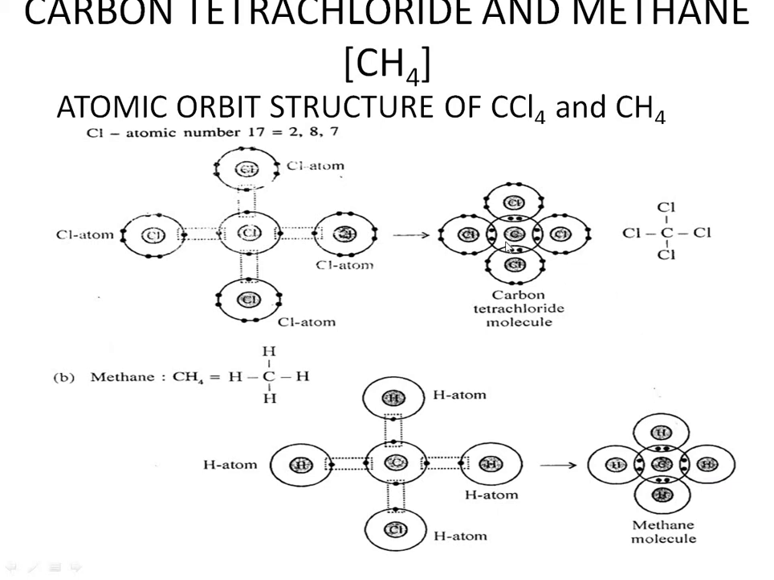Same way for chlorine also, each chlorine gets an electron, 4 electrons from the one carbon atom itself, and the carbon also is going to share. So the same thing that happened in carbon tetrachloride, the same for methane also, but instead of chlorine we are going to represent hydrogen. So this is the atomic orbit structure of carbon tetrachloride and methane molecule. Here also 4 single covalent bonds are formed for methane. Hope you all understood this topic.